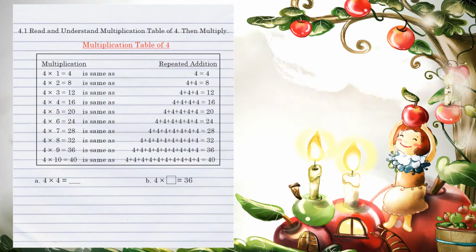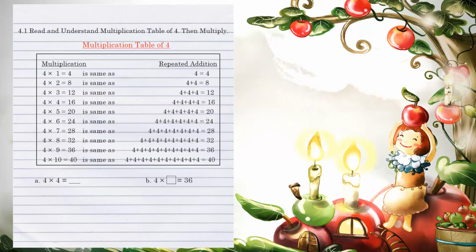If I have two groups of 4, the answer is 8, because I'm adding 4 together twice. If I have three groups of 4, the answer is 12, because I'm adding 4 together 3 times. And again, you can see that basically our pattern in our answers is that we are increasing by 4 each time. Let's look at example A.